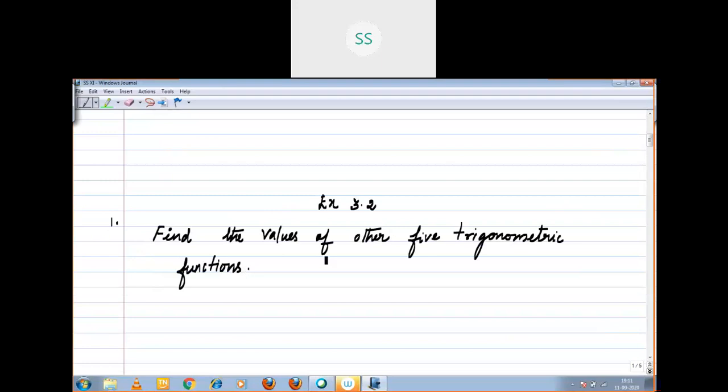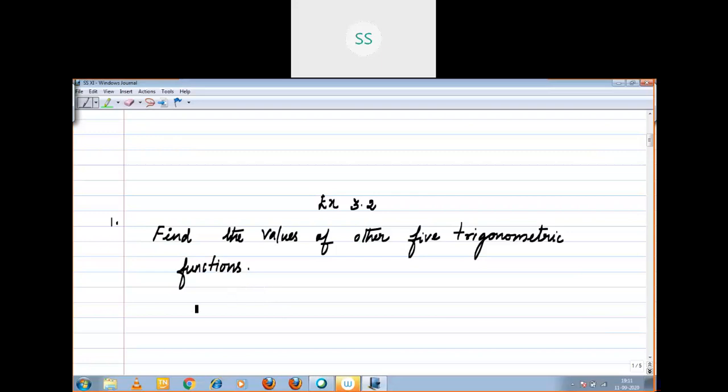First of all, what is a trigonometric function? What are all the trigonometric functions? I will explain that. First, sine, cosine, then tangent, cosecant, secant, and cotangent, right? These are the six trigonometric functions.